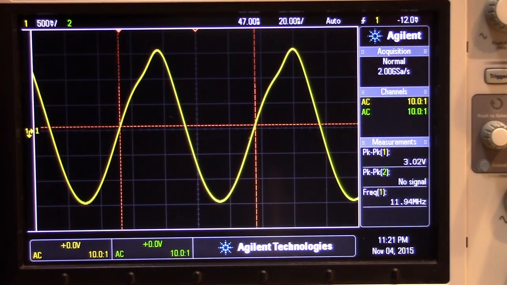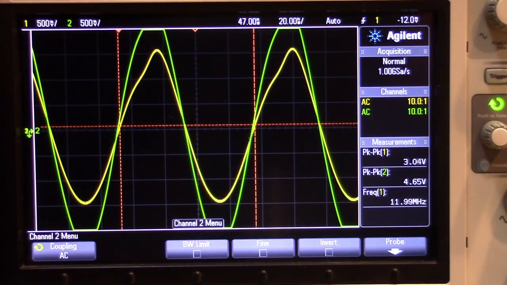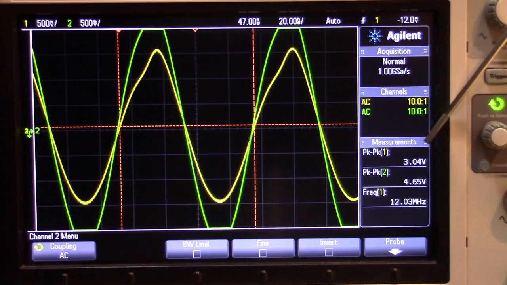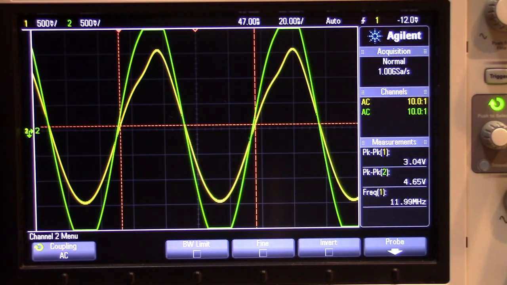So I replaced the 150 picofarad C2 capacitor with an 82 picofarad capacitor, and we can see we now have 3 volts peak to peak on the emitter. And if we look at the base, you can see that it's larger as well at 4.65 volts, but because we've decreased the value of C2 and thus increased its impedance, the difference between the base and the emitter is not as large as it was before, and that's perfectly acceptable.